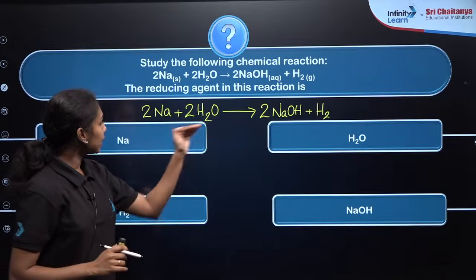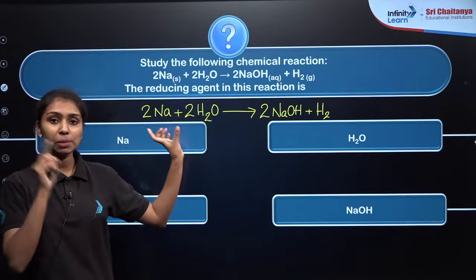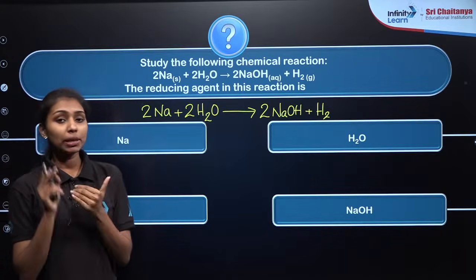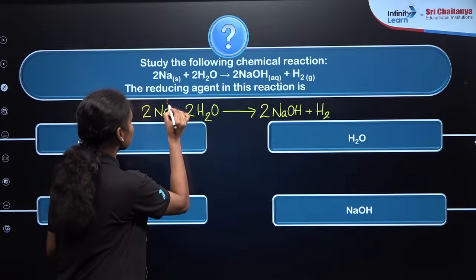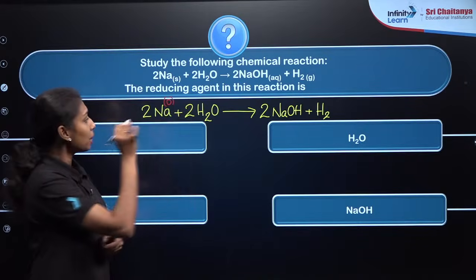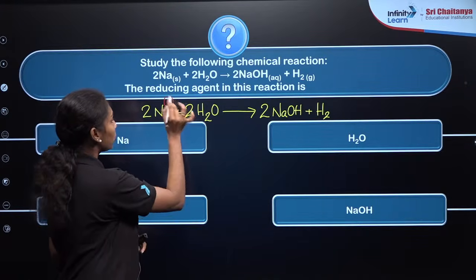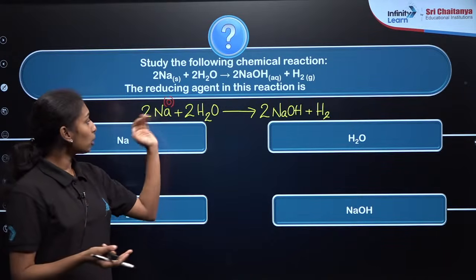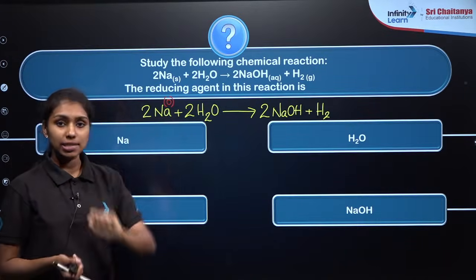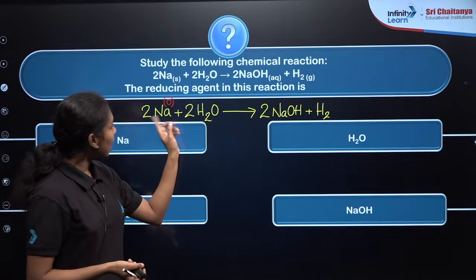So if I am considering the reactant side, here it is sodium, right? Sodium is the pure metal. If any component element is in its elemental form or pure form, it will have the oxidation state of 0. This is the main point you have to keep in mind while solving redox reactions. Any element which is in the atomic or elemental form will have the oxidation state of 0. So sodium is 0 here.